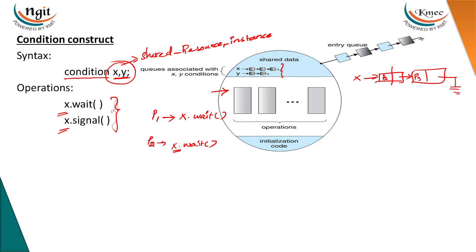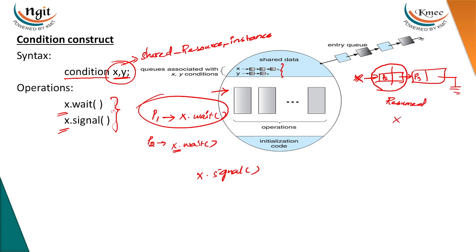Whenever p1 executes x.signal, the first process in the queue, that is in the x queue, will be resumed and allowed to use the resource x. So that is how condition constructs are used. They are shared resource instance variables. Wait is used to suspend the process and put it on the queue, and signal is used to resume the process and delete it from the queue, and it allows the next process to use that particular x.